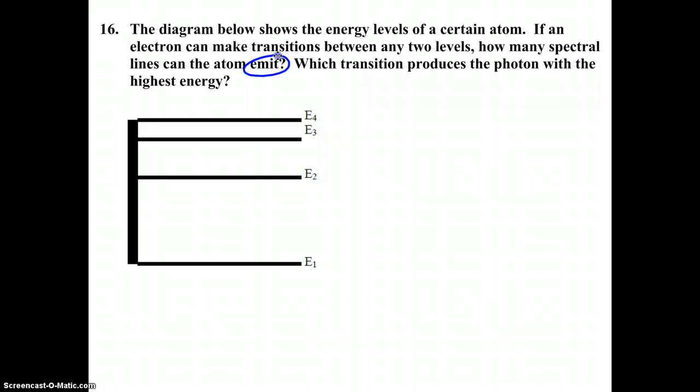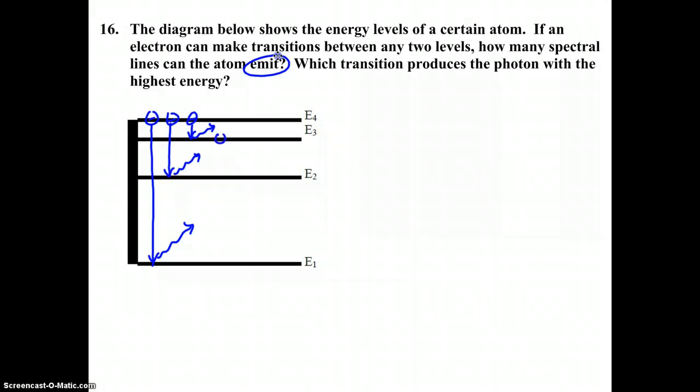So what I would propose is that we start with an electron in the E equals 4 state and look at how many possible spectral lines can be emitted here. So we go from E4 directly all the way down to ground. That would give off a photon. From E4 to E2, that would give off a photon. And from E4 to E3, that would give off a photon. And we've covered all the possible transitions from E4.